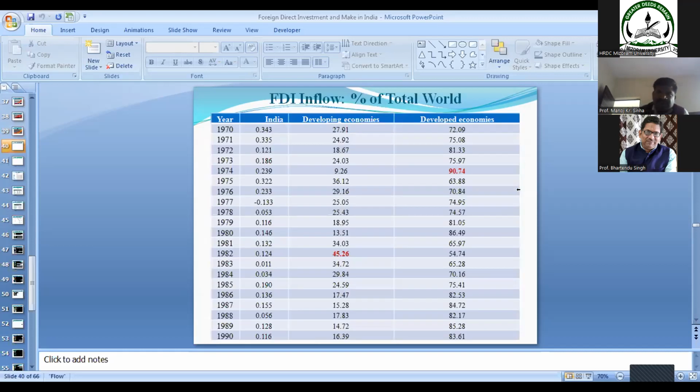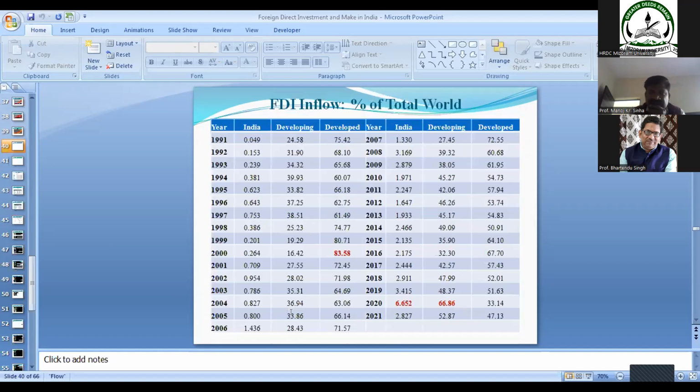We can see global FDI inflow. In 1974, almost 91% of FDI inflow is concentrated in developed countries. And in developing countries, the highest during this period is more than 45% in 82. And in India, it is less than 1%, even less than 0.5%, FDI inflow pre-1991.